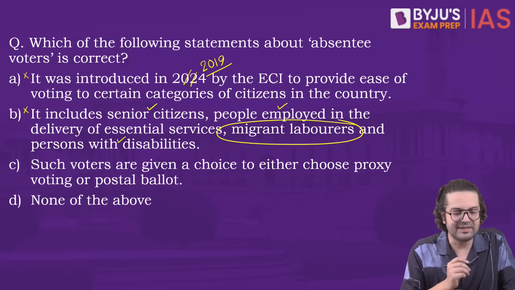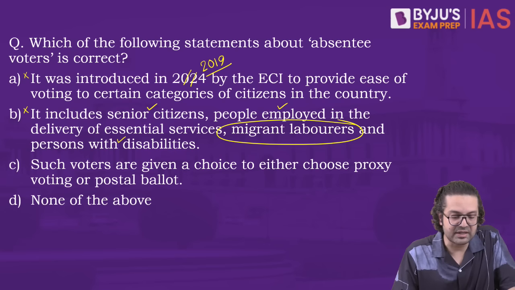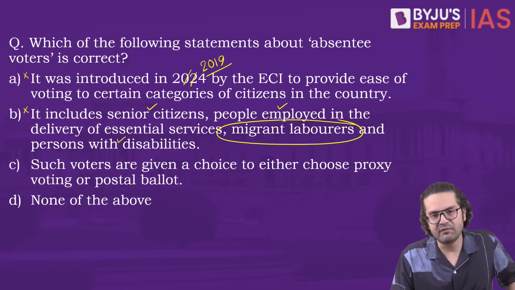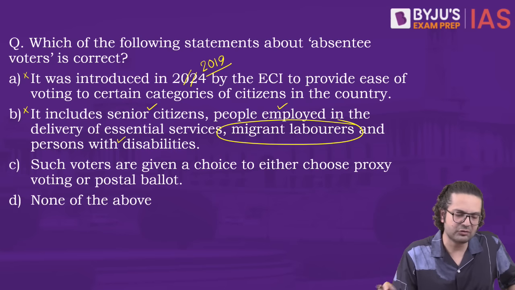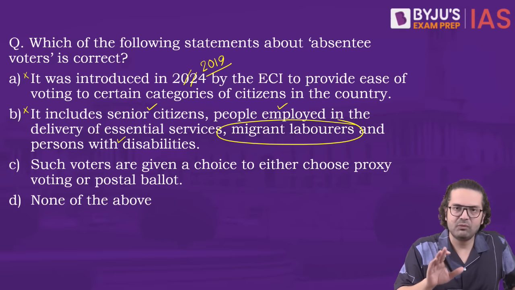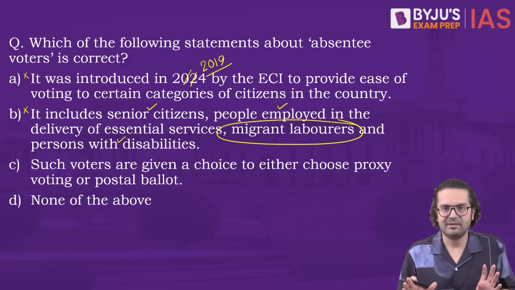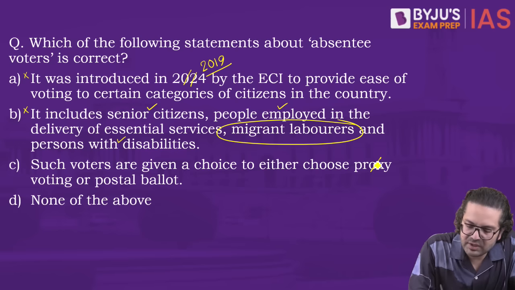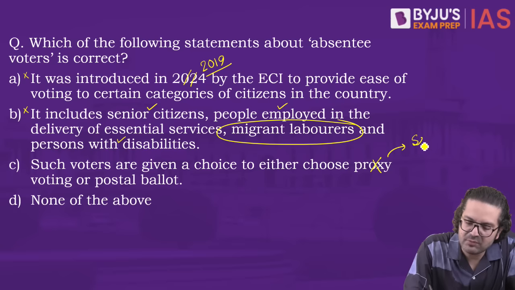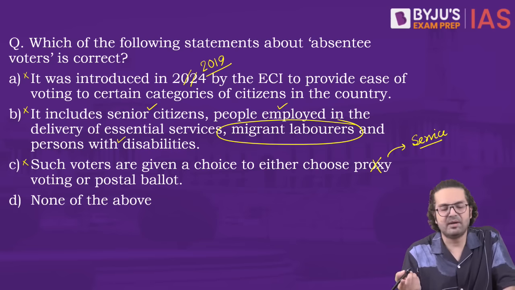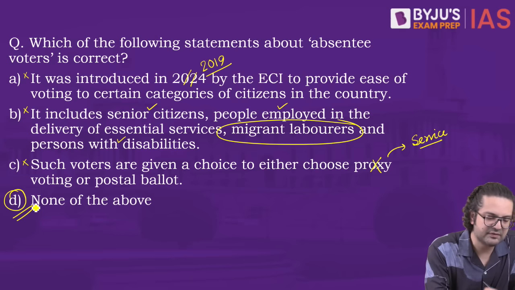Now coming to C. Such voters are given a choice to either choose proxy or postal ballot. Mind you, whenever we talk about voting and the rights given to vote, we will always have the alternative of postal ballot, right? Either be physically present or choose postal ballot. Proxy voting is only for one type of voter, and that is a service voter. Okay, nobody else. C is also wrong. None of the above. D is the right answer.